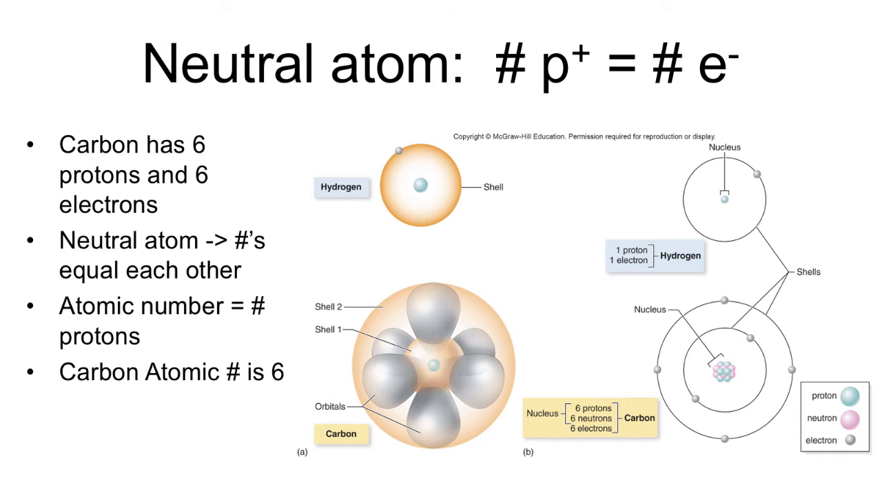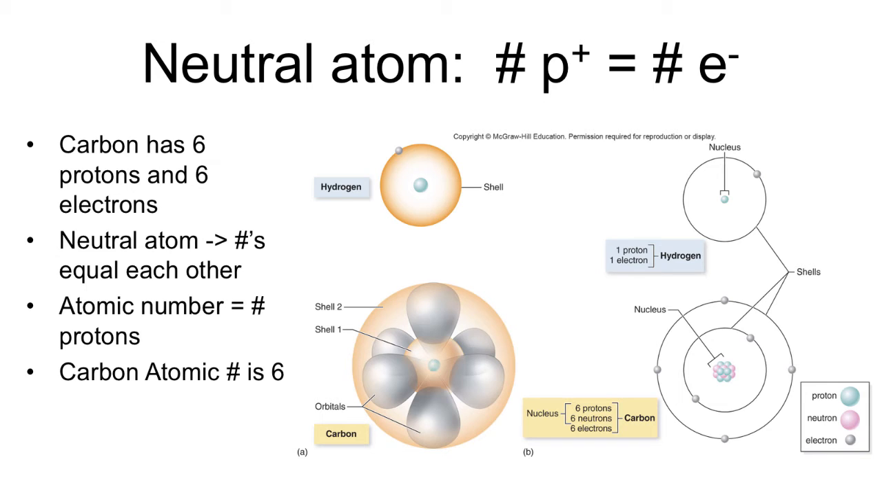In a neutral atom, the number of protons equals the number of electrons. So the number of positive charges equals the number of negative charges. In the case of our carbon atom, carbon has 6 protons and 6 electrons. The atomic number for carbon is going to be 6 because of the number of protons it has. An atom cannot lose or gain protons, but it can lose and gain electrons.